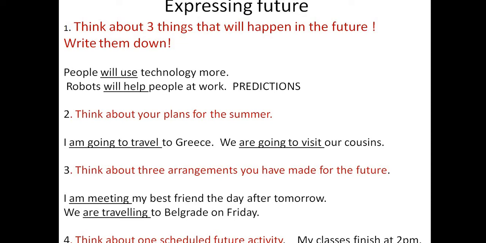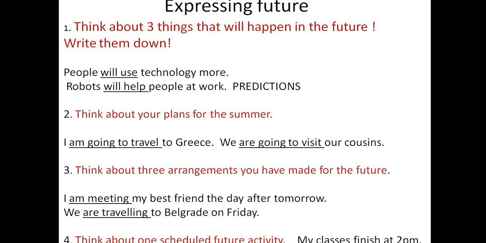Number three, think about three arrangements you have already made for the future. For example, I am meeting my best friend the day after tomorrow. Srešću se sa najboljim prijateljem preko sutra. Or we are traveling to Belgrade on Friday. Putovat ćemo ili putujemo za Beograd u petak. So, write down three sentences to express arrangements for the future. Kao što vidite, za već ugovorene buduće radnje koristimo present continuous.